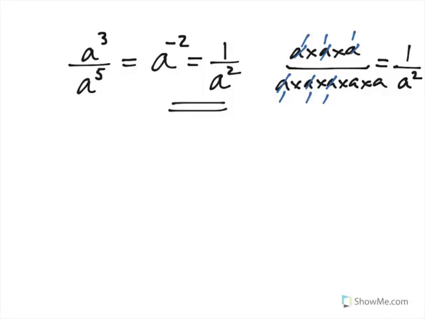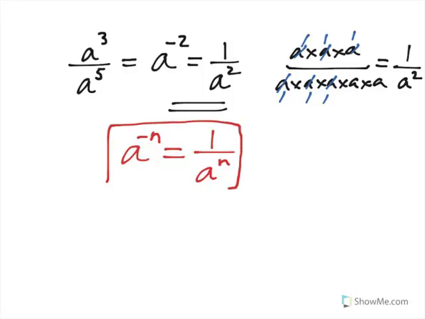So we can generalize now and say that a to the negative n can be written as 1 over a to the power of n. And this is really an extension of the division rule.